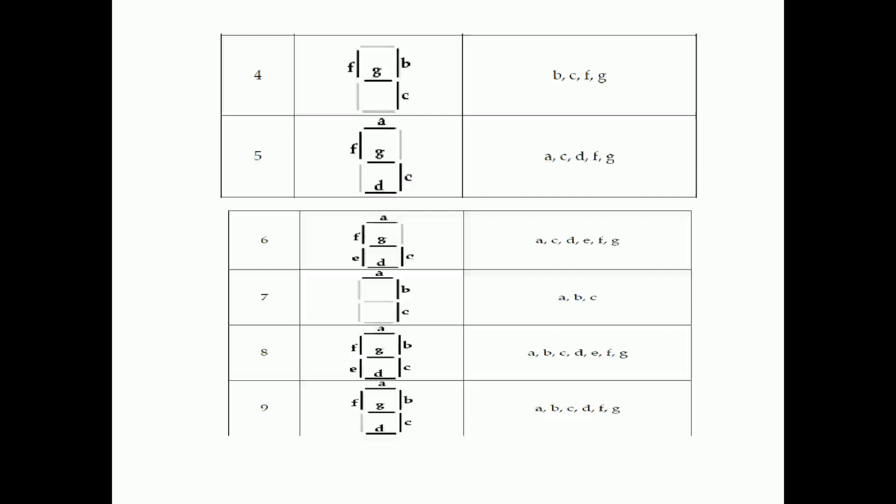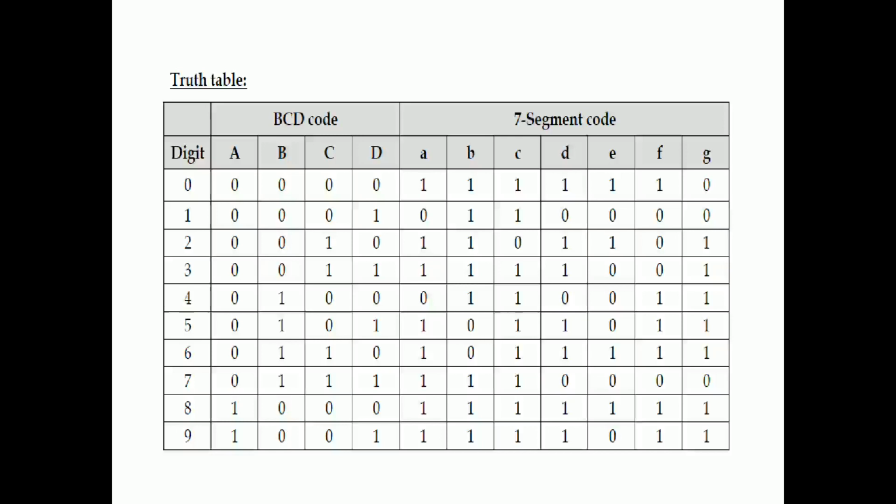I'll be explaining 9 now. 9 is nothing but what? If I want to get the number 9, which segments are activated? A, B, C, D, F, G. Now notice 9 here: A, B, C, D, F and G. E is not present here. So based on digit activation, which segments are activated, put it in a truth table.